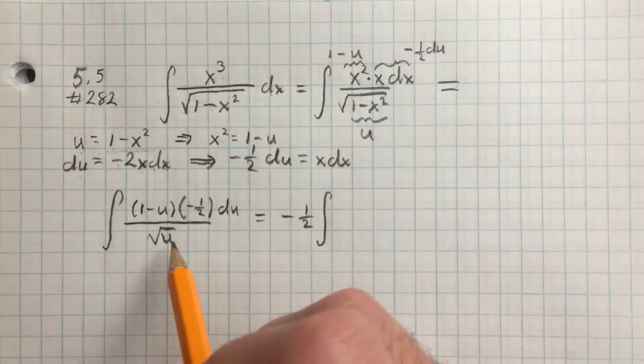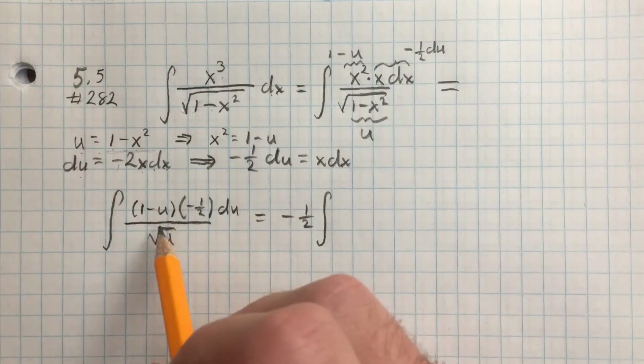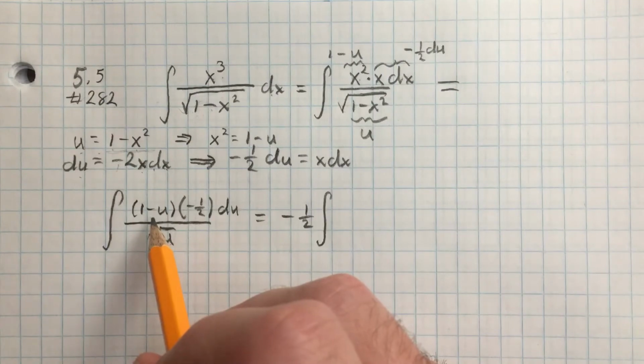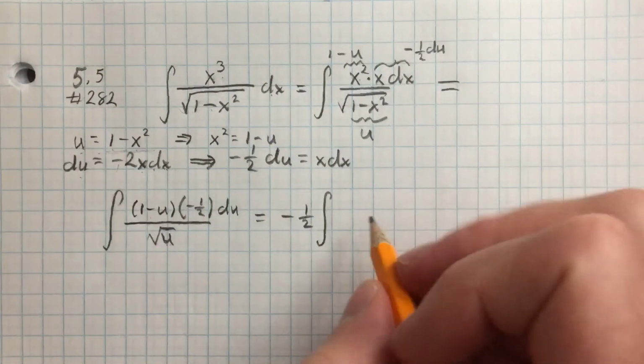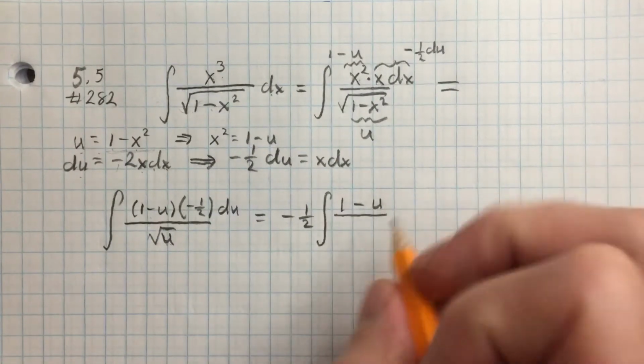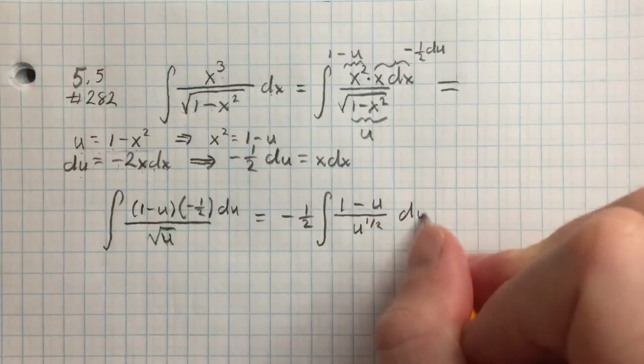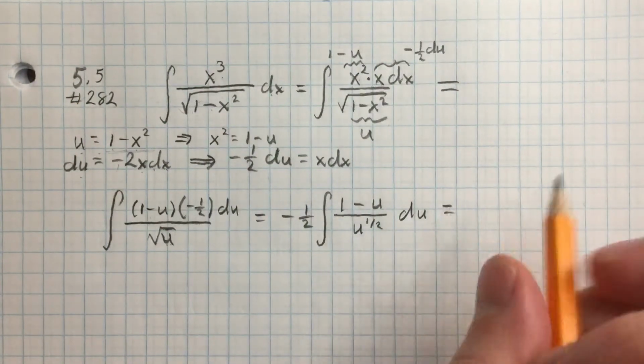Okay? So now I have a single variable inside the radical. It's a monomial. This is good. And the binomial situation has been transferred to above as well. This is also good. Okay, so we have 1 minus u over u to the 1/2 du. And now we're just going to use a little bit of algebra to finish this off.